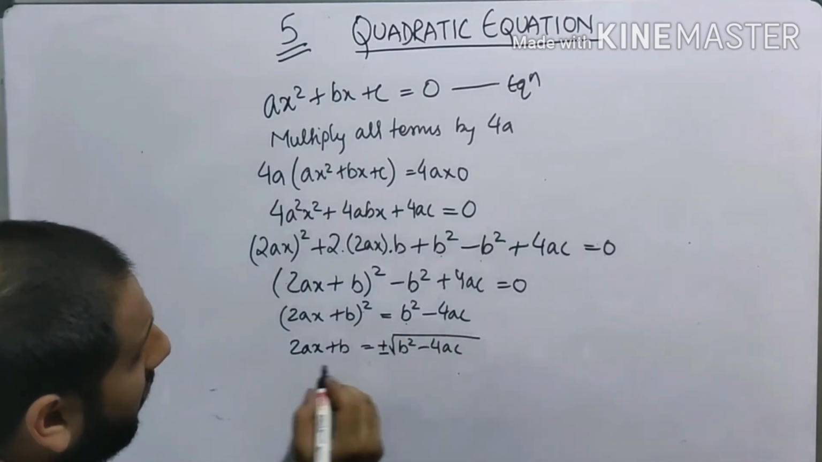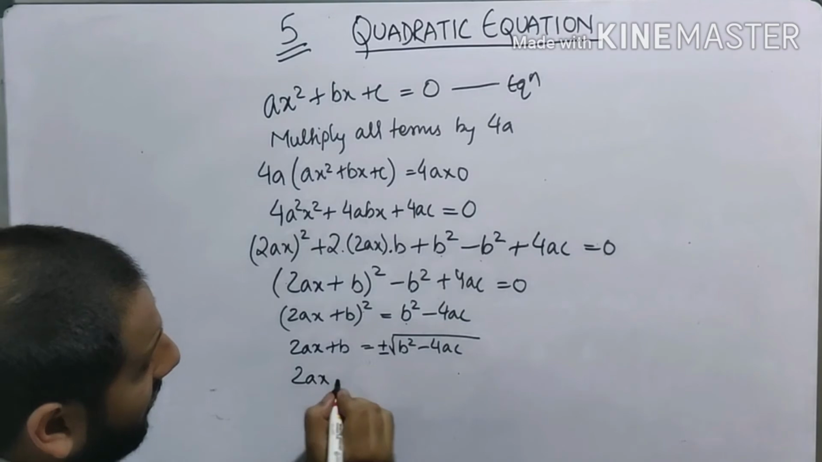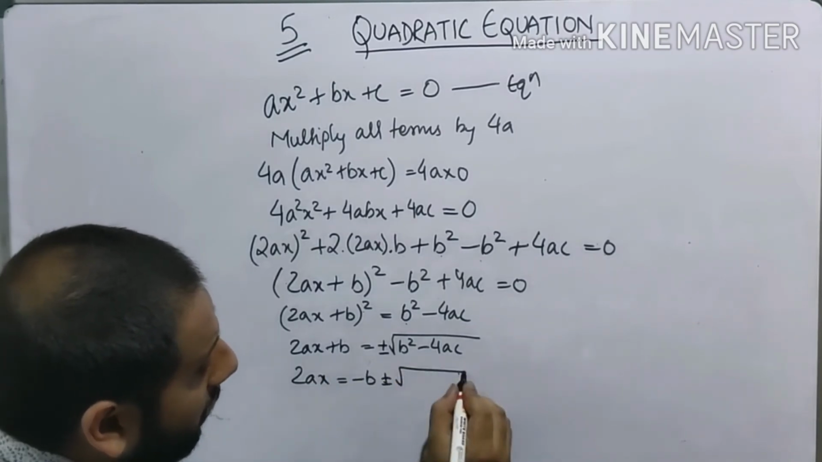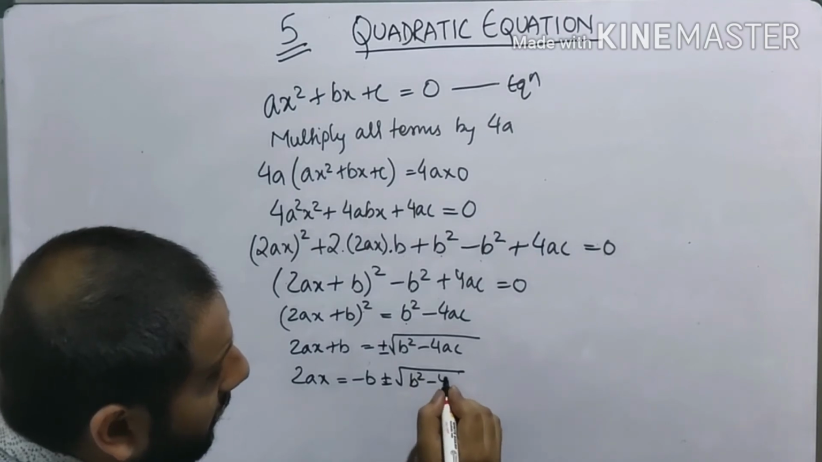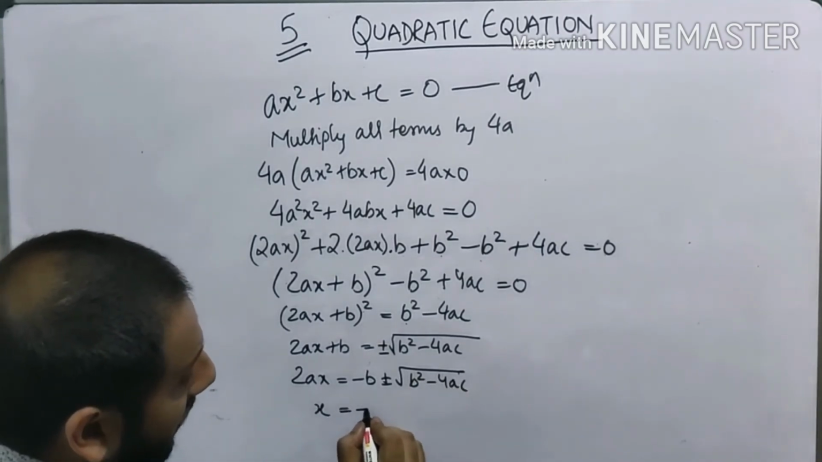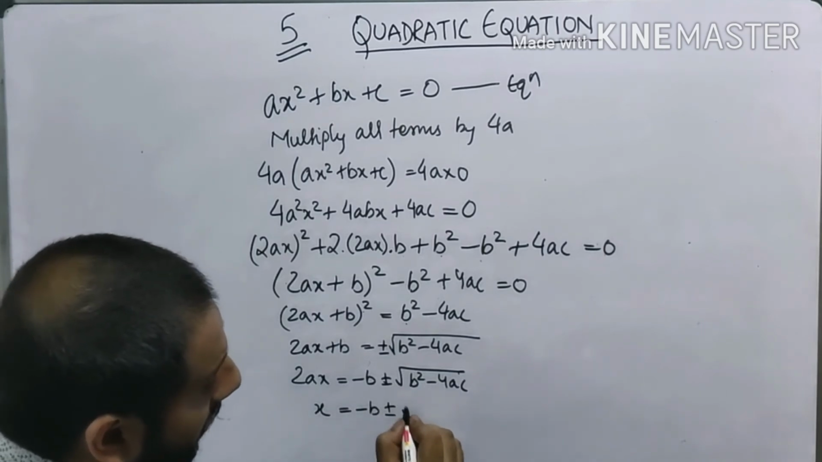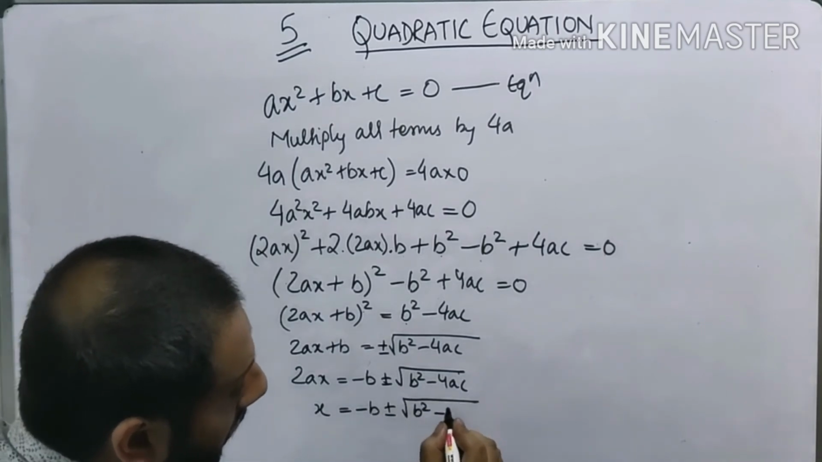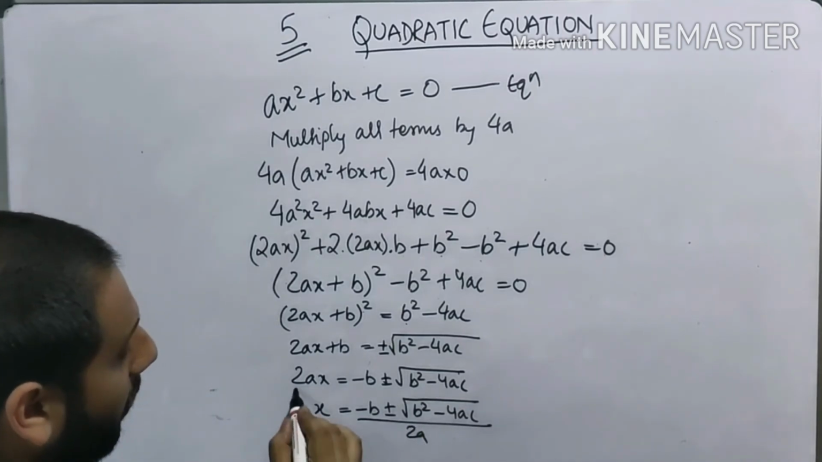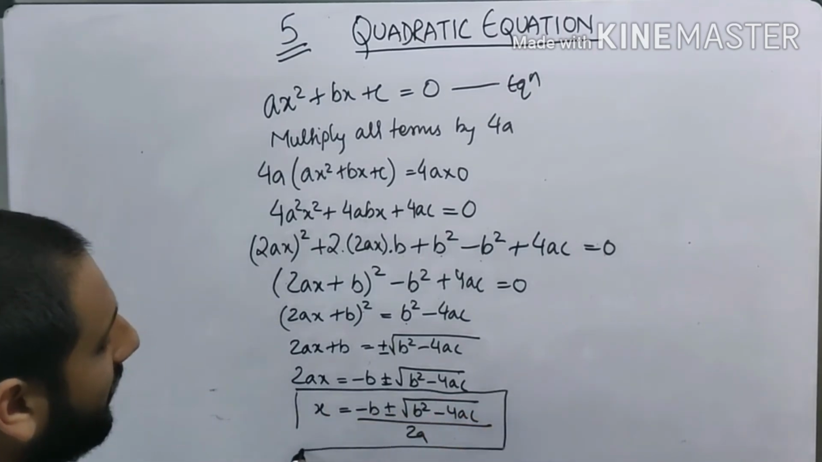Now I'll take b there. This becomes 2ax is equal to minus b plus minus under root b square minus 4ac. Now I'll keep x here and the rest of the terms on the right hand side. x is equal to minus b plus minus under root b square minus 4ac divided by 2a. This is the formula. This is Sridhar Acharya's formula.